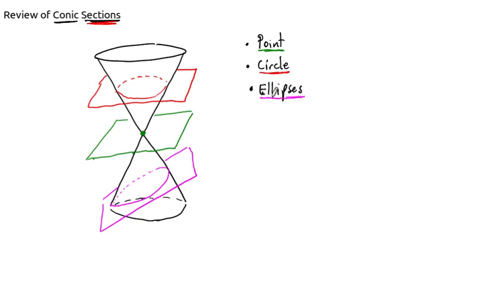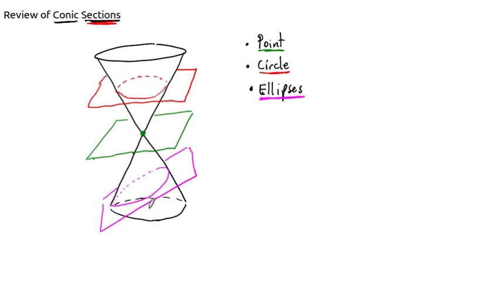So ellipses are conic sections. These correspond to slices of the cone where the plane still crosses through just one nappe and never touches the other nappe, but it does it at an angle that's not parallel to the xy plane.